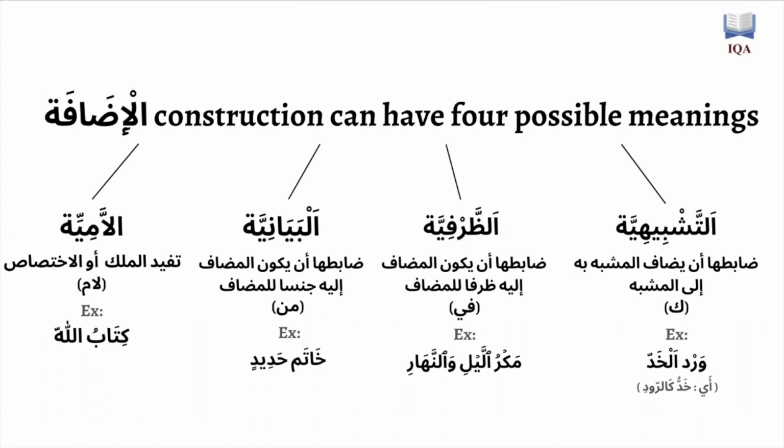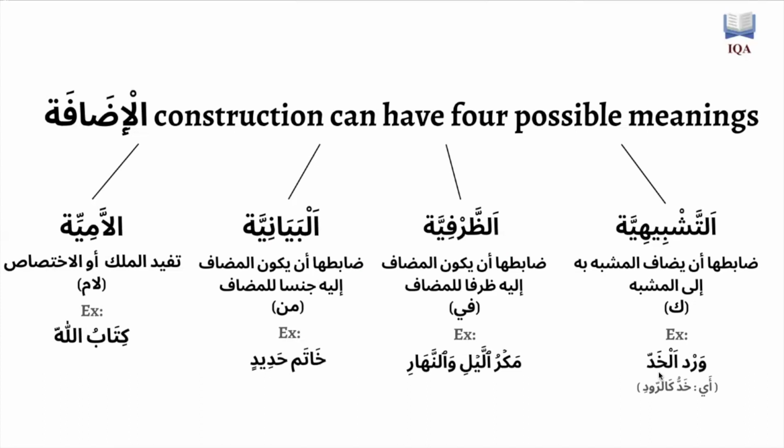The kaf means like. Laysa kamithlihi shay. Allah says there's nothing like Him. So this idafa has the same exact meaning as the harf jar ka, which means like, to do tashbih, to do similarity. ضابطه أن يضاف المشبه به إلى المشبه. And the sign of this is that the thing that is being made similar is going to be mudaf to the noun that the similitude is found in, pretty much.